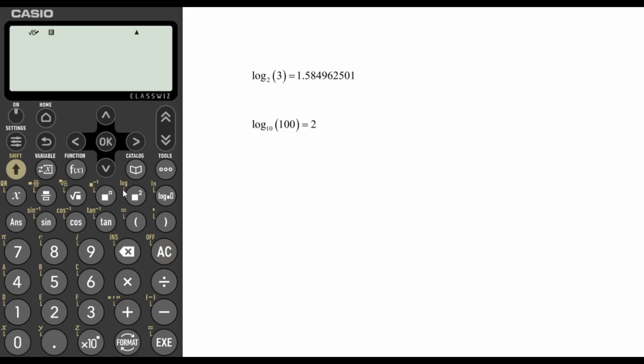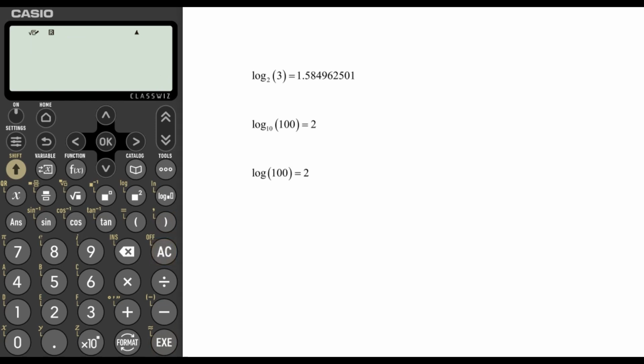Log is a gold function. Press Shift, then the squared button. We have log of 100, which, if we work this out, indeed, we get 2.